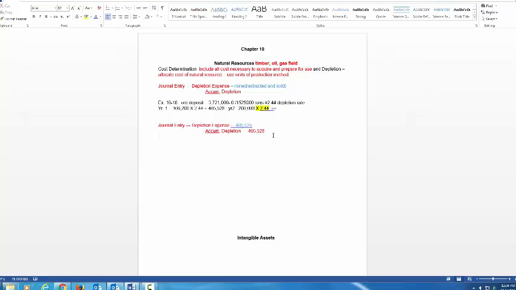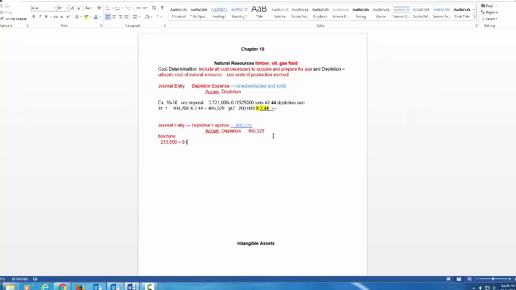I believe in this problem they also talked about a piece of machinery that they bought in order to do this. When you have assets that you are using in the mining process, you also use the units of production method. So let's say we had this machine, and I believe they said it cost $213,500, with no salvage value on it.